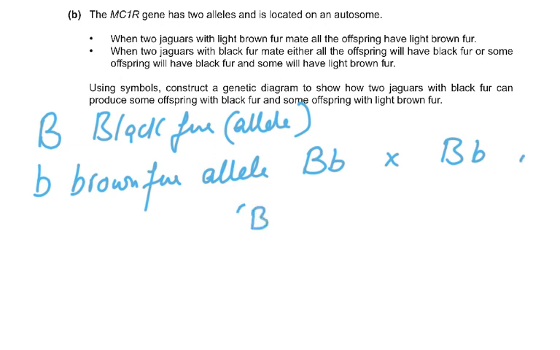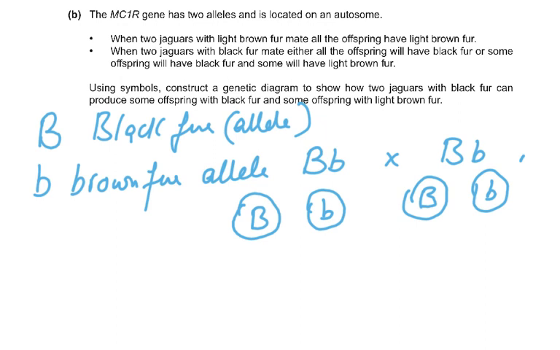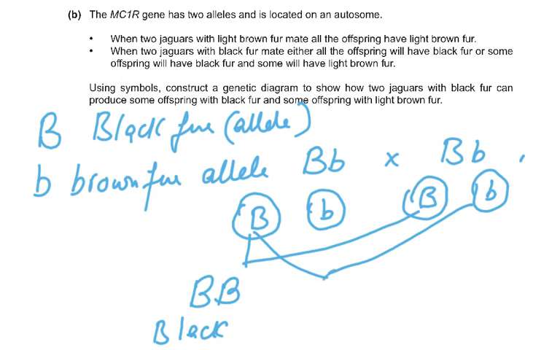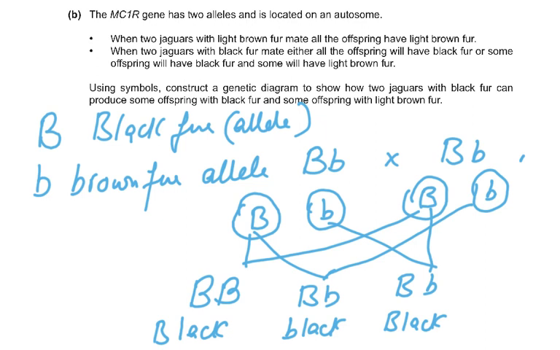Then you wrote this a little separately. So this is B, small b, you circled it. That's the way I like to do it. But if you didn't circle it, even then it was fine. And then you cross them. So this and this, big B, big B. Now this would be what? This would be black. Then this would be again black, but it would be heterozygous. And then again, we always write the capital first, so this would be black as well. And then of course, this would be small b, and this would be brown fur, or you can say light brown fur.